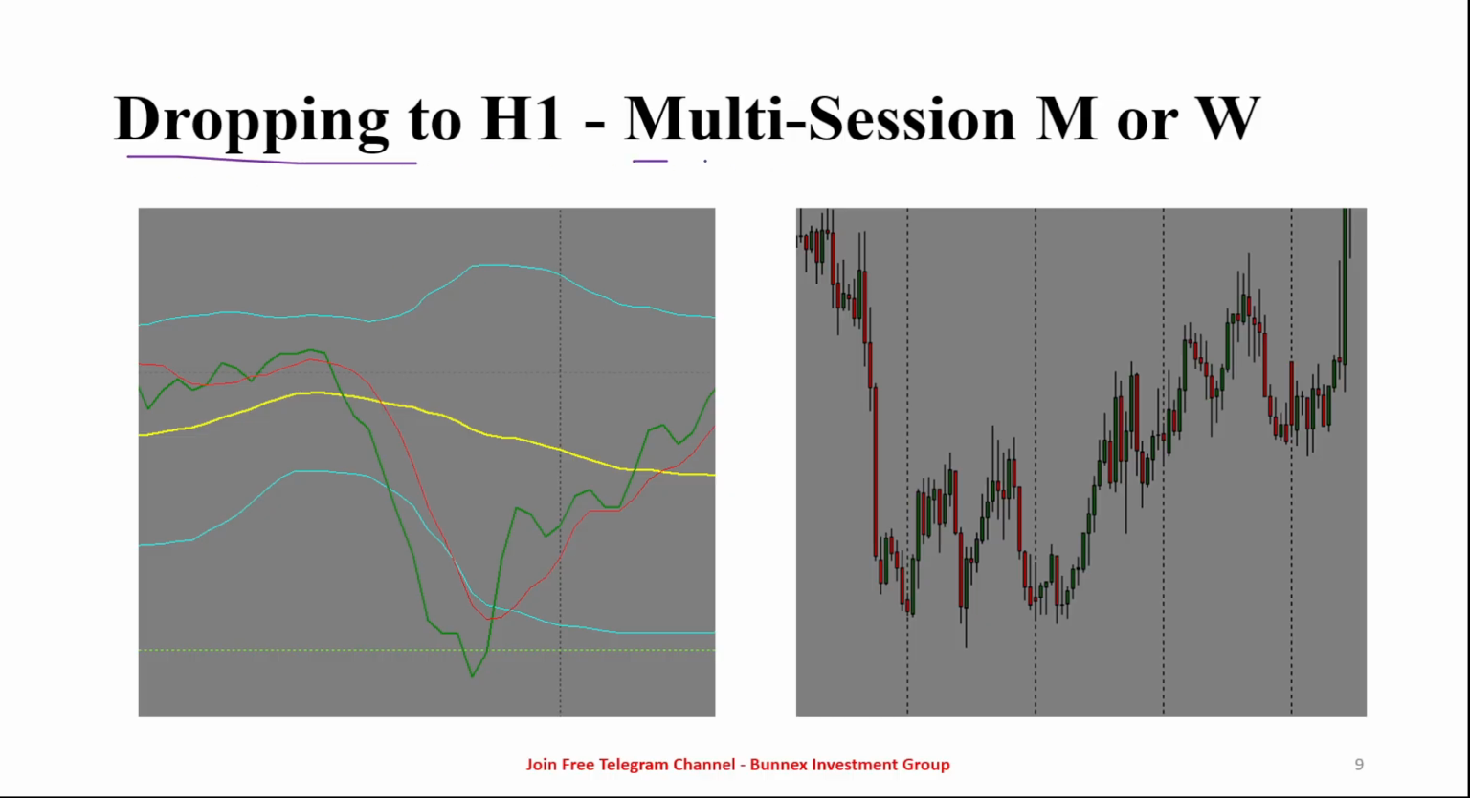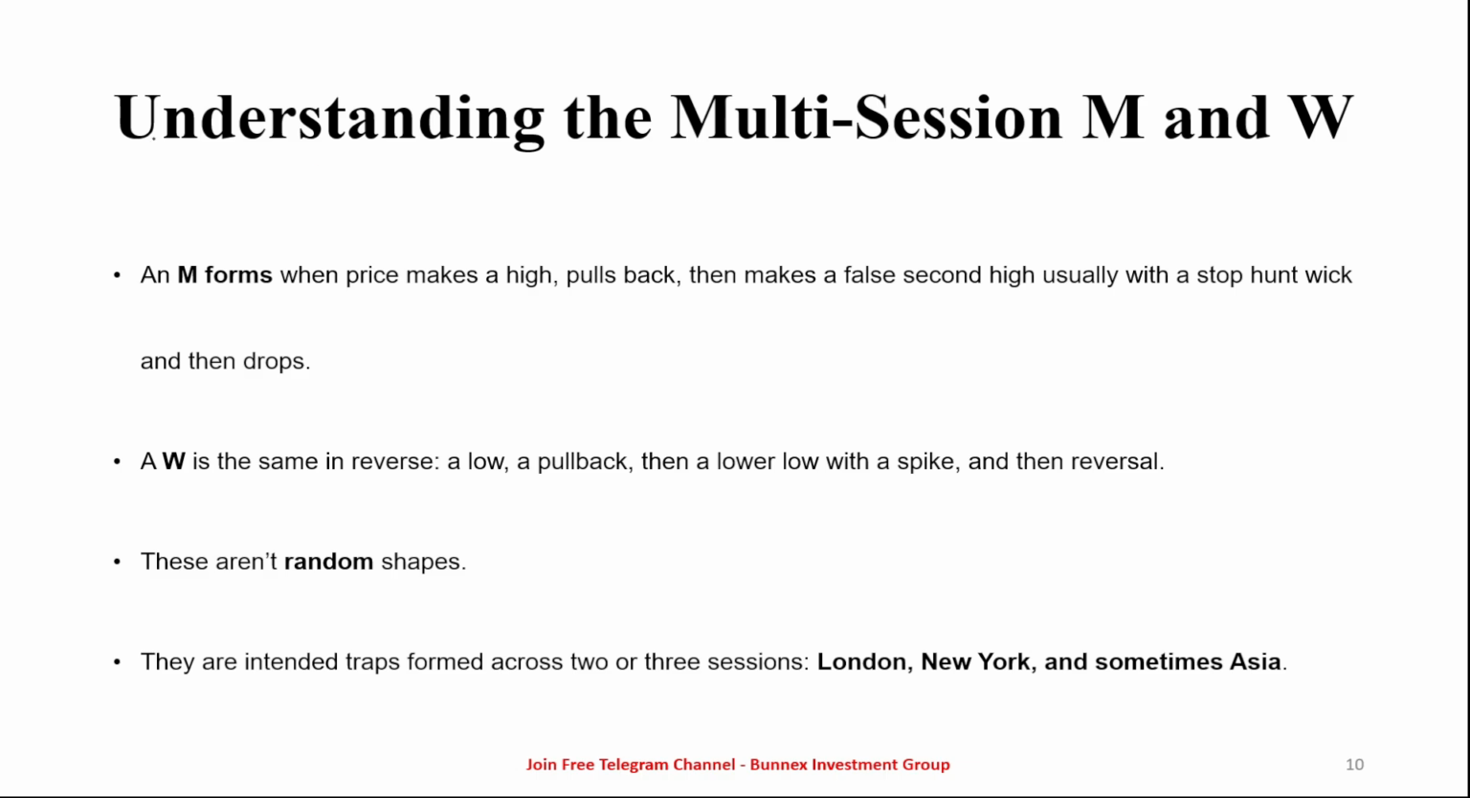Dropping to H1 to look for a multi-session. This is the H4 time frame, where we would see the relative strength index piercing outside the bands, and then this is the H1. So here corresponds to this particular view of price action on the H1. We can see that on the H4 time frame, the market would have gone outside the bands, and then on the H1 time frame would have created this particular multi-session W. In this particular case, we might call it a triple bottom, but it's basically another form of a W pattern, right? So understanding the multi-session M or W pattern is necessary.